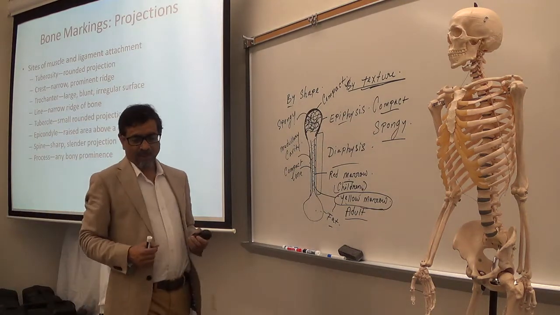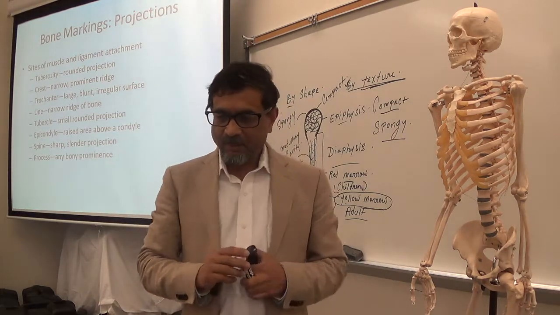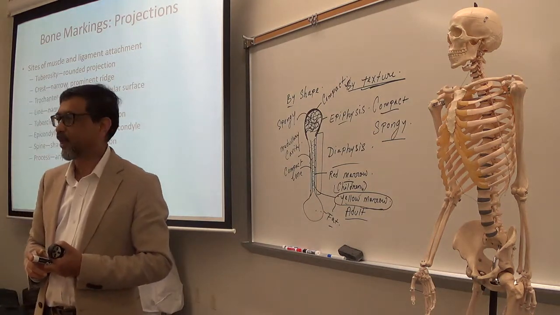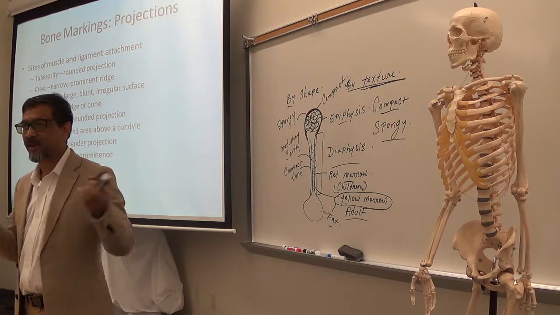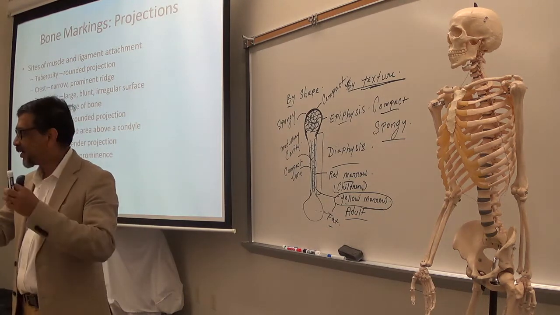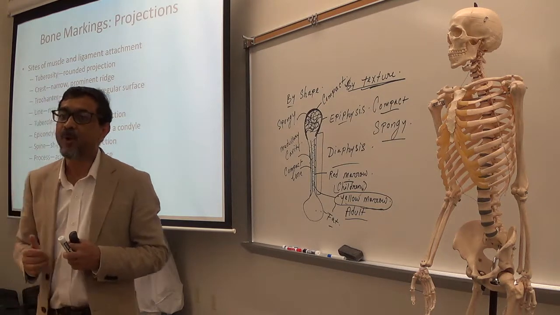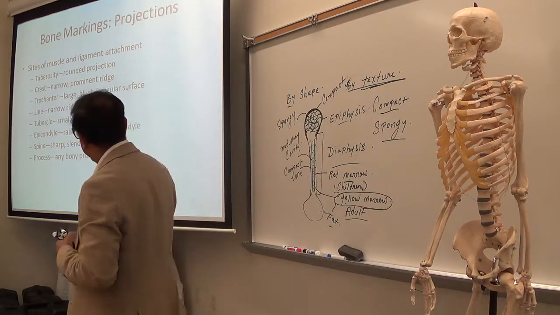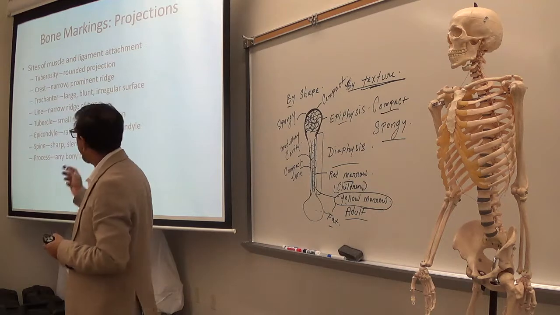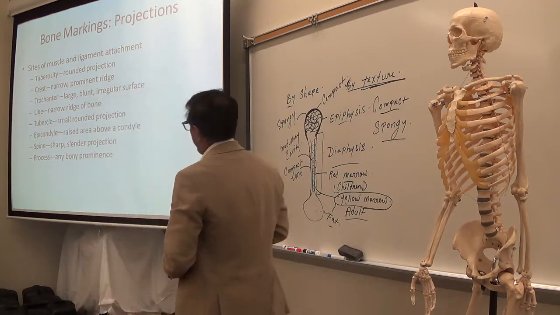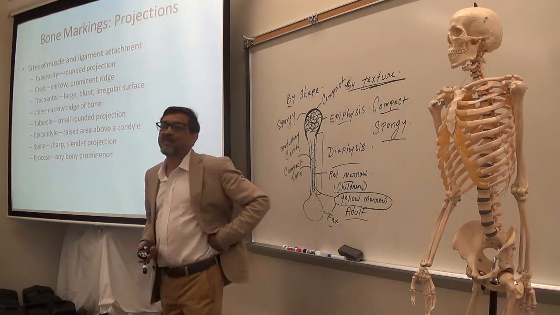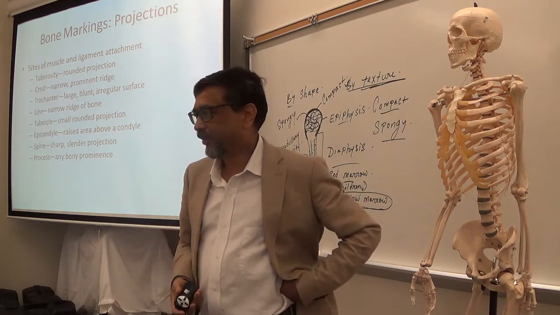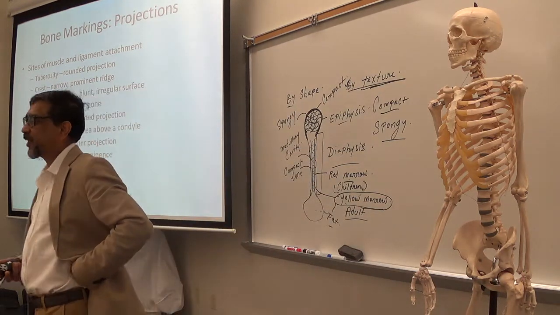Markings on the bone. You have seen many different types of structures like lines, ridges, tubercles, tuberosity, trochanters, condyles, right? Those structures or processes are attached to the bone, so we see different markings on the bone. Those are called the bone markings. Some of those structures provide attachment to the muscles and ligaments.